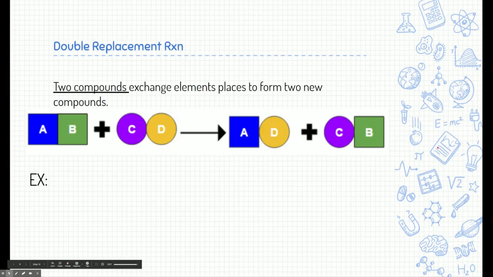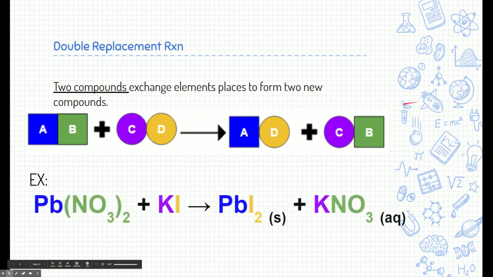Next is double replacement reaction. This is where we have two compounds. This is very similar to a single replacement reaction, but this time we have two dance partnerships. Here we have partners AB, and here we have partners CD. And what they're going to do is change up partners. A is going to go dance with D, and C is going to go dance with B, always sticking to opposite charge.